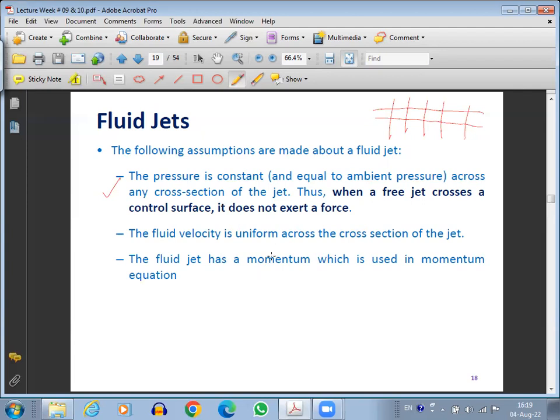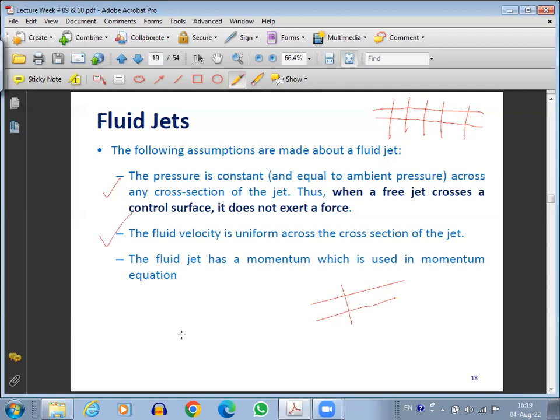Then the fluid velocity is uniform across the cross-section of the jet. So if I have a jet, at any cross-section, over the entire cross-section, it's the same velocity. We are not saying that at the edges the velocity is higher or lower, and then as we move towards the center of the jet, the velocity is changing. What we are saying is that from top to bottom, the entire jet has the same velocity, so there is no change in the velocity. This is an assumption. Obviously, in reality, it will not be the same, but we make this assumption in order to simplify our problems for solution.